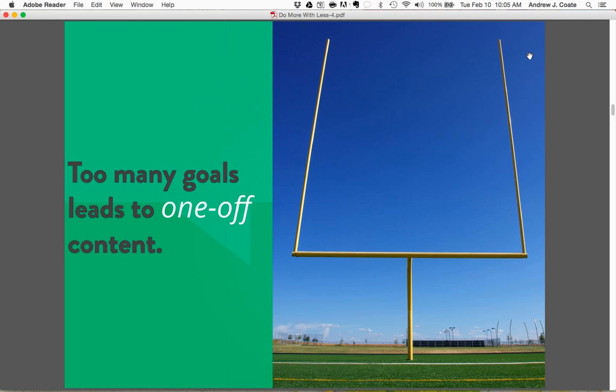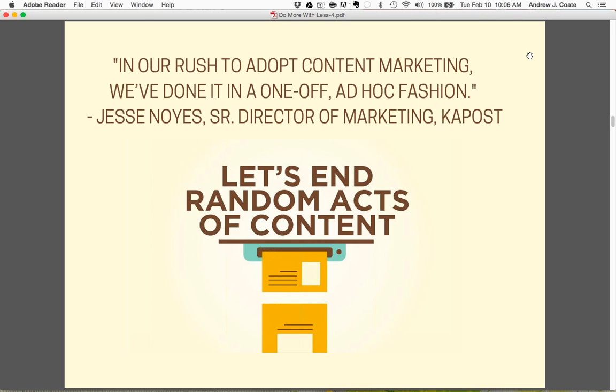And so too many goals lead to one-off scattered content. At Kapost, we call that random acts of content. That's a term to say you're creating content not cohesively, not in an organized fashion. It's just all over the place saying, hey, we need to get a piece of content out. We need to get an ebook or a white paper out to address this topic. Okay, go. And we're finding that that is a major organizational challenge regardless of size.